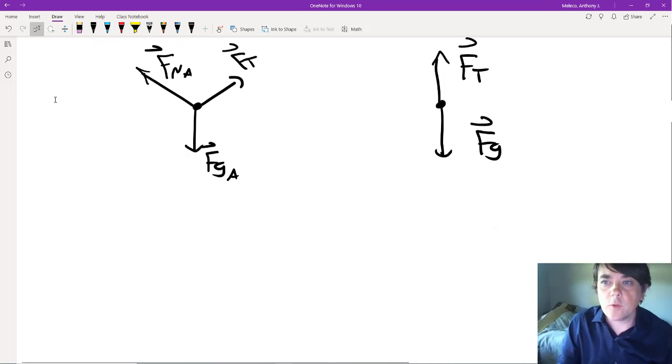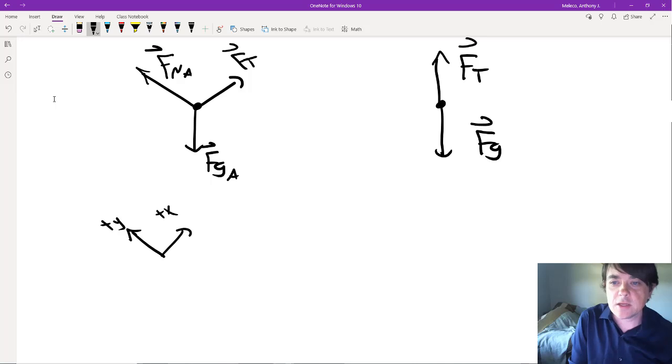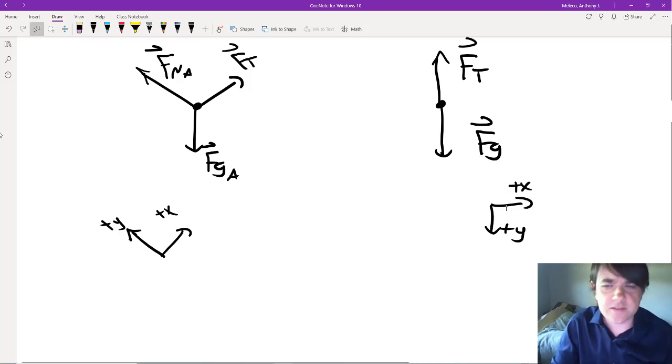Okay, so what I'm going to do for my coordinate systems is, for individual objects, you can actually create two different coordinate systems. So I'm going to have plus y, plus x, and then here I suppose I'll just have down be positive. The x is irrelevant because there's no forces in the x.